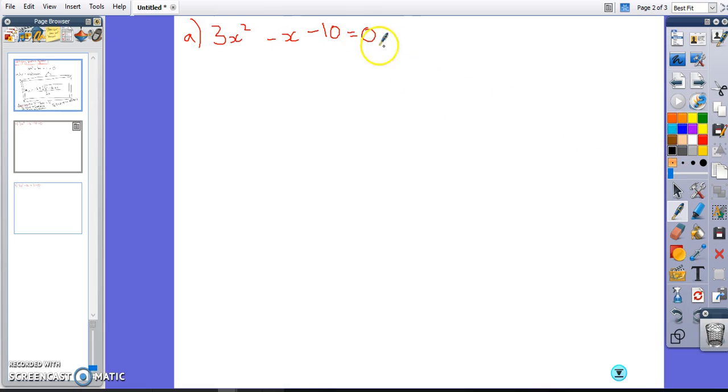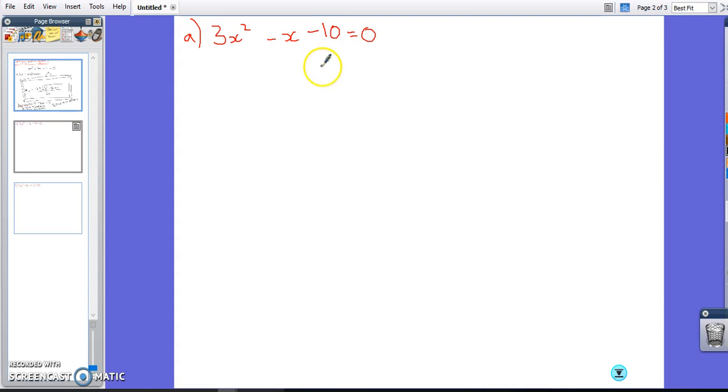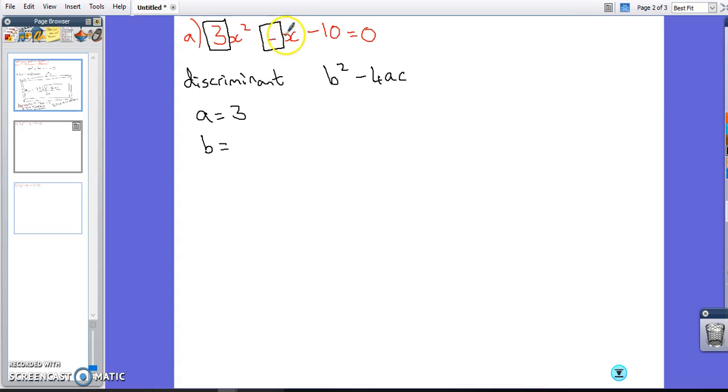So our first example we have is this one, and let's see first of all how many solutions we're expecting. Let's figure out our discriminant, b squared minus 4ac, which was what was under the square root sign of our original formula. So here we have a is equal to 3. That's what comes before the x squared. b is equal to, well, we don't actually have any numbers, but if we don't have a number, then we assume that it's 1, and actually b is minus 1 in this case.